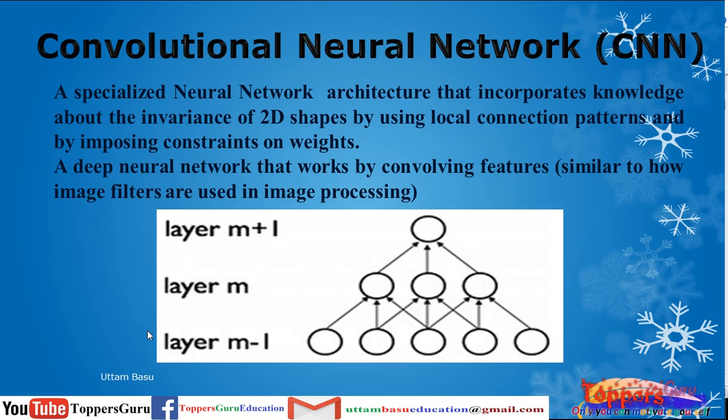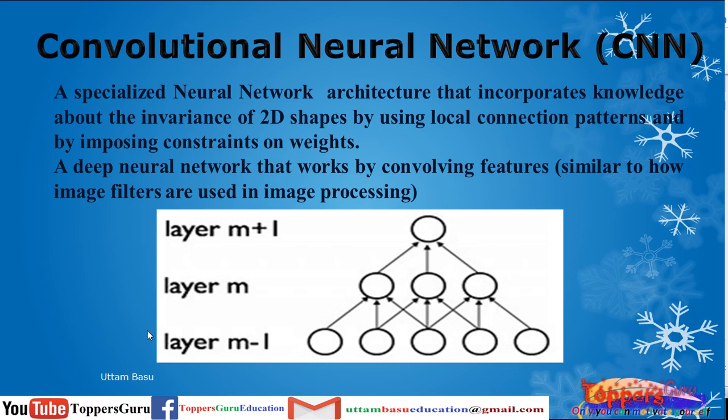Convolutional neural network. In deep learning, a convolutional neural network is a class of deep neural networks most commonly applied to analyzing visual imagery. They are also known as shift invariant or space invariant artificial neural networks, based on their shared weights architecture and translation invariance characteristics. CNNs are a regularized version of multilayer perceptrons. Multilayer perceptrons usually mean fully connected networks. That is, each neuron in one layer is connected to all neurons in the next layer.